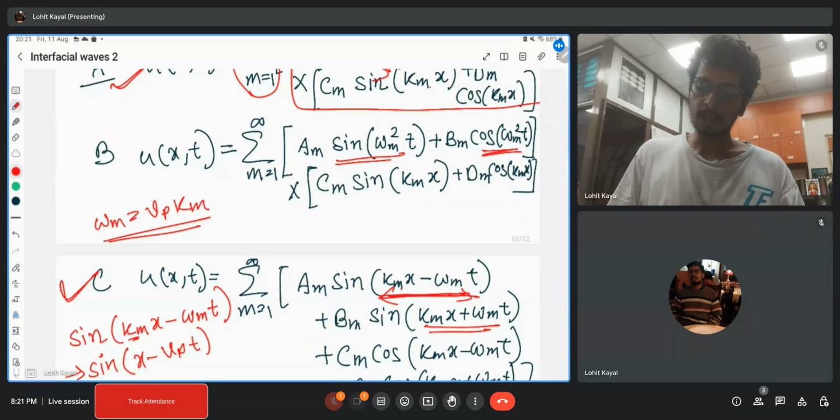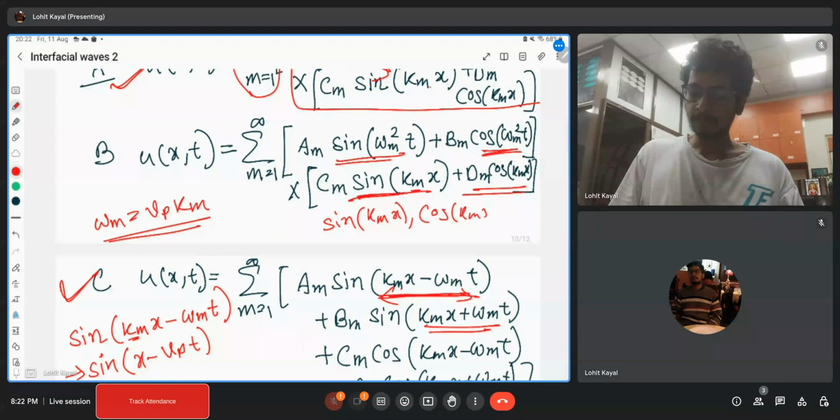Similarly it will happen for this. Now it will be multiplied with sine kmx and cos kmx, so there will be terms like sine kmx and cos kmx, right? So that is not a solution for this.